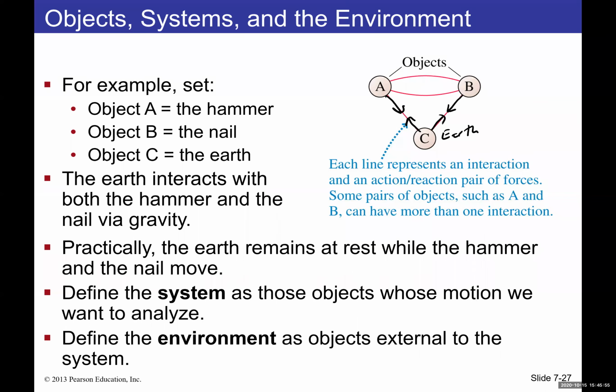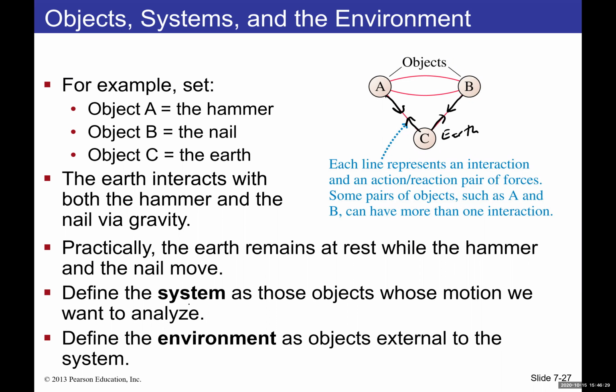But obviously you don't see any effect on Earth due to the objects around it because of the insignificant mass of those objects. Earth is insanely large compared to those objects. So the effect is very, very small. But let's see what we have. Practically the Earth remains at rest while the hammer and the nail move because of that, right? Because of the very small effect that objects A and B have on Earth.